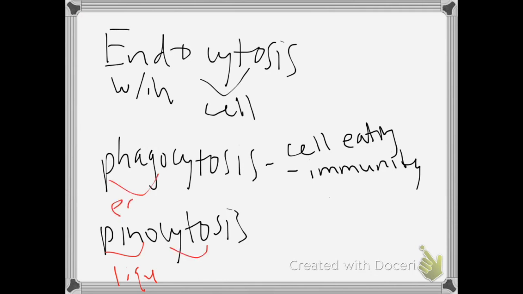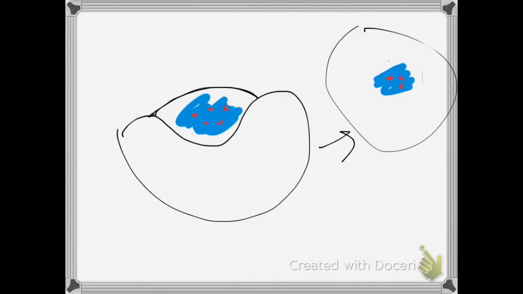Pino refers to liquids. Phago refers to eating. Cytosis is cell. So this is cell eating, this is cell drinking. We're bringing in liquids that happen to have solutes in them as well. So that's exo and endocytosis. The next one is receptor-mediated endocytosis.